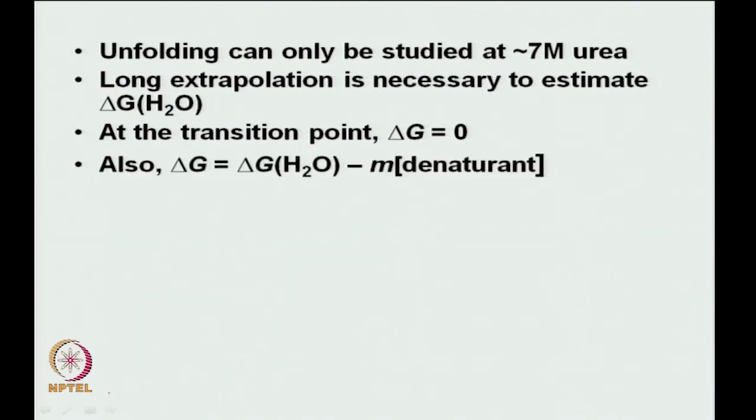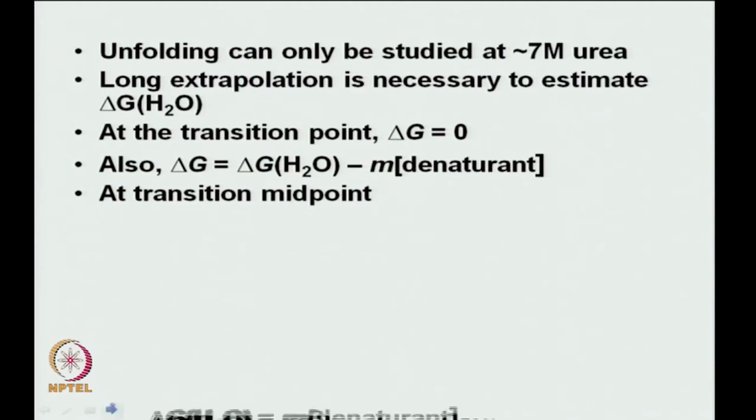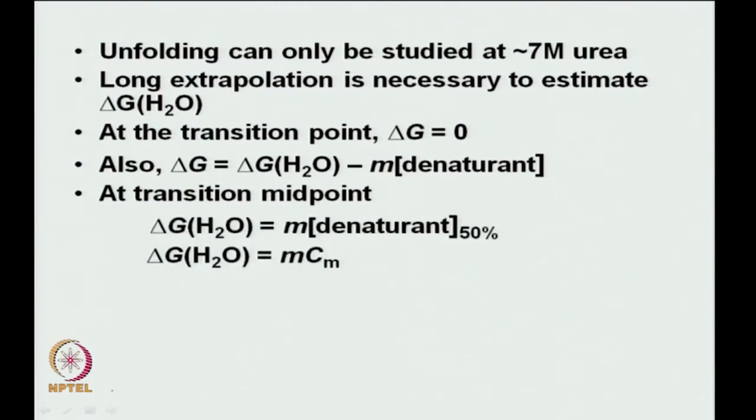Also, delta G is equal to delta G H2O minus m times the concentration of denaturant. This is the hypothesis we have started with. So, what will happen at the transition midpoint? At the transition midpoint this delta G would be equal to 0. Okay. So, I can write at the transition midpoint delta G is equal to 0 as I have written here, and hence delta G H2O is equal to m times the concentration of denaturant, but it comes with a subscript which is 50%. What does it mean?